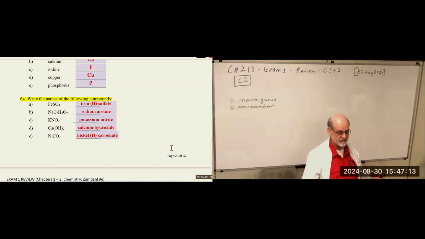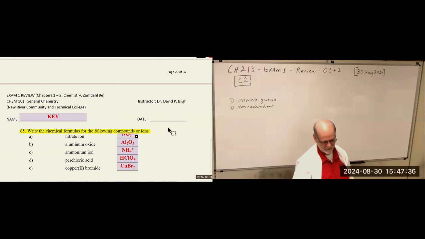NiCO3. Ni is nickel, and a couple of different charges are possible. So it's a type 2 compound. You have to say what it is. So that means you have to calculate the charge. CO3 is carbonate, and it's a 2- charge. You've only got one nickel, so it has to be a 2+. So nickel 2 carbonate is the correct name for that one.